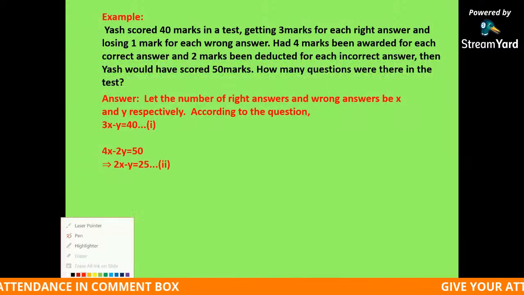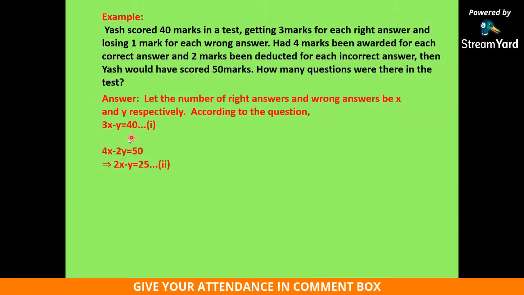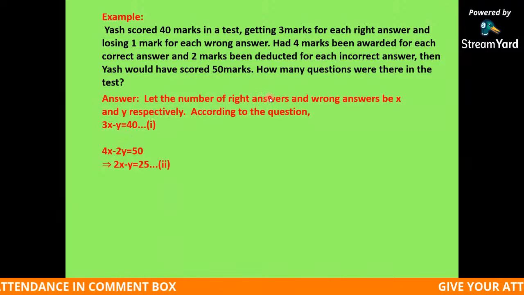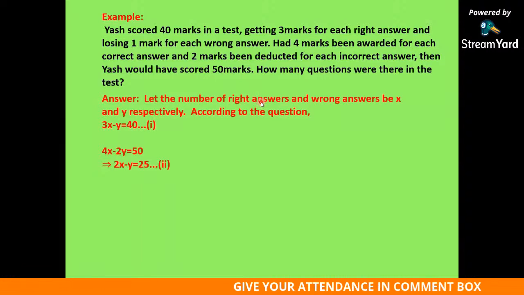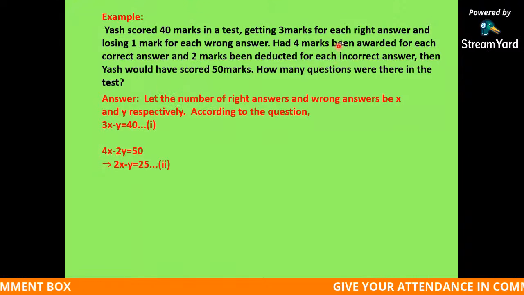What is our consideration? See, let the number of right answers and wrong answers be x and y respectively. That means the number of right answers we consider as x, and the number of wrong answers as y. According to the question, the first statement: 3 marks for each right answer.